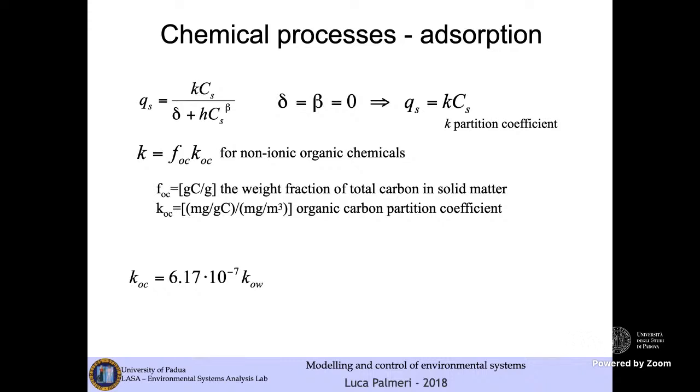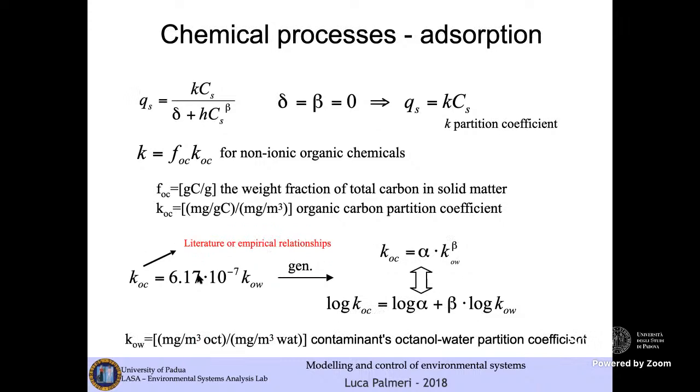Again, we may find some experimental relationships that allow us to estimate the KOC as a function of the octanol-water partition coefficient KOW. Experimentally, the relationship is this one, 6.17 times 10 to the minus 7 KOW. This means that, known the KOW, and the KOW is a characteristic of the substance, of the toxic substance, then we can calculate the KOC, so how much this toxic substance is friendly to organic carbon, so tends to move toward the organic carbon. Of course, this is an empirical relationship that we may find in literature. The classical values of the coefficients are those that I'm writing here, 6.17 times 10 to the minus 7.